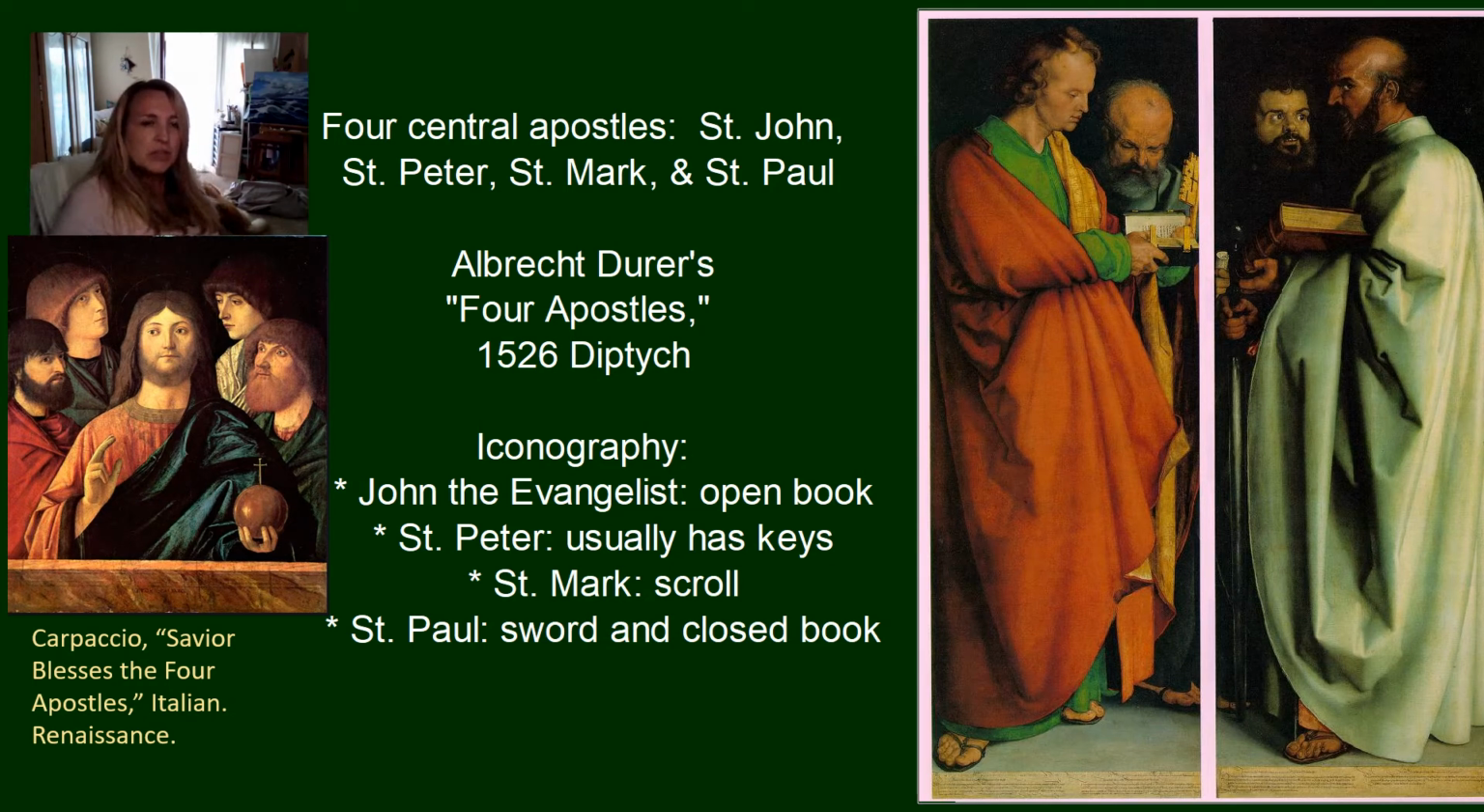Four central apostles, St. John, St. Peter, St. Mark, and St. Paul. And this is Albrecht Dürer's Four Apostles, a 16th century diptych. And then we also have Carpaccio's Savior Blesses the Four Apostles. And this is Italian, and it's a Renaissance work. And the Christ figure is holding a symbol of the world with a cross on it. John the Evangelist is shown with an open book. And John the Evangelist is generally shown as very attractive. He's usually the most attractive of the grouping.